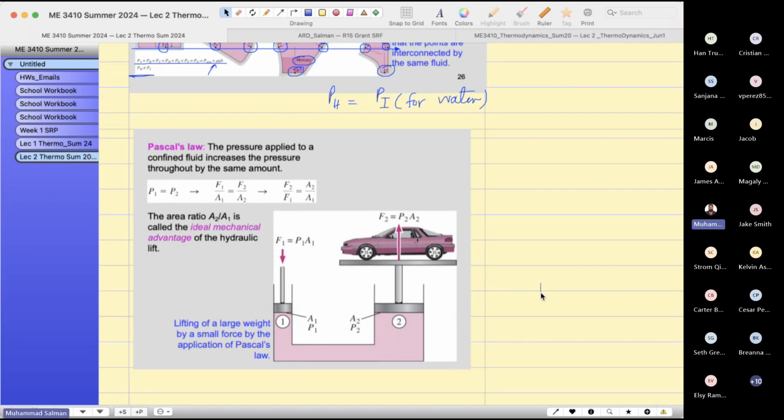Pascal's law states that the pressure applied to a confined fluid increases the pressure throughout by the same amount. So pressure P1 at location over here is equal to P2 over here. Agreed.